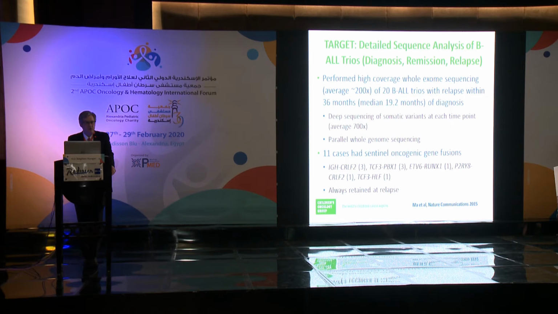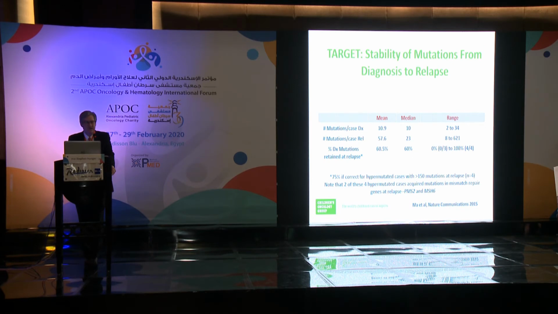We performed high coverage whole exome sequencing of 20 of these trios who had relapsed early. We're very focused on the cases that relapsed early because these have an inferior outcome. We then confirmed the mutations with deep sequencing of somatic variants, with an average of 700x coverage, and also in parallel performed whole genome sequencing. 11 of these cases had a so-called sentinel oncogenic gene fusion like those I presented earlier, and these were all retained at relapse. Now here we're just trying to look at the stability of mutations from diagnosis to relapse.